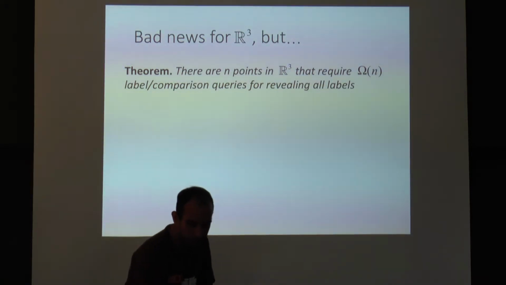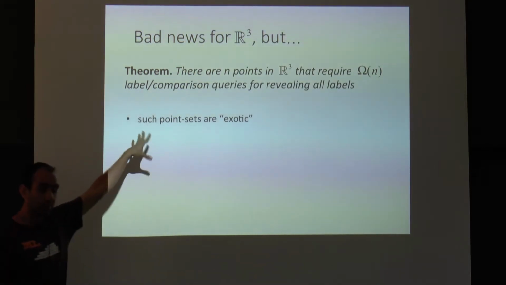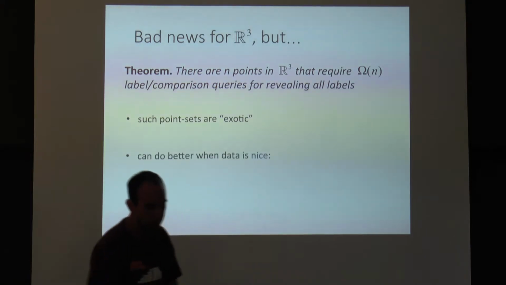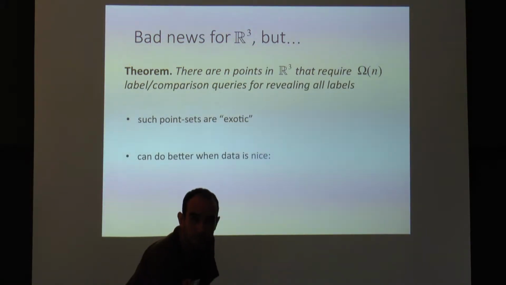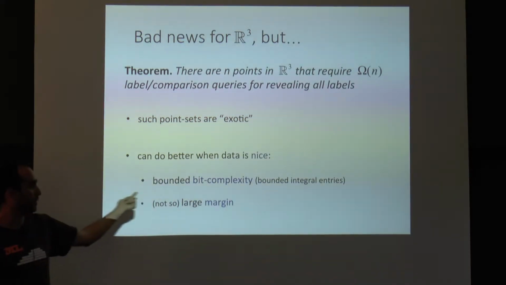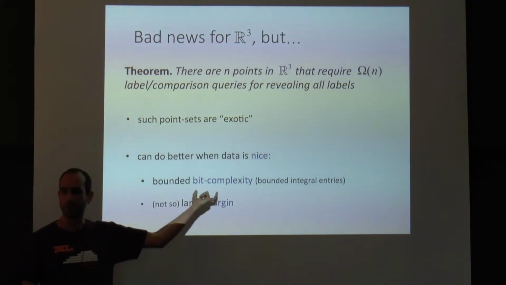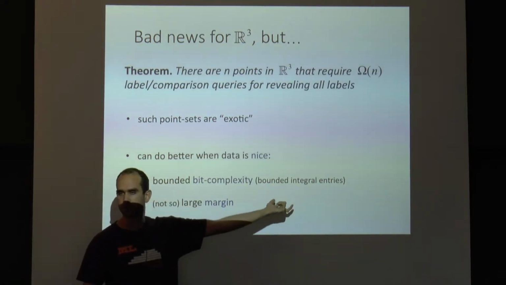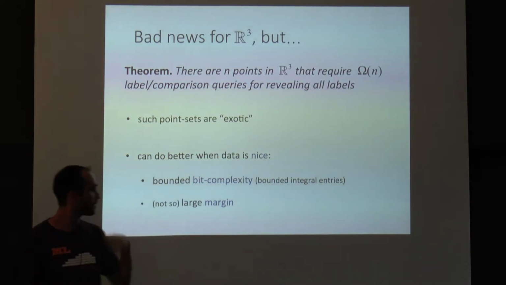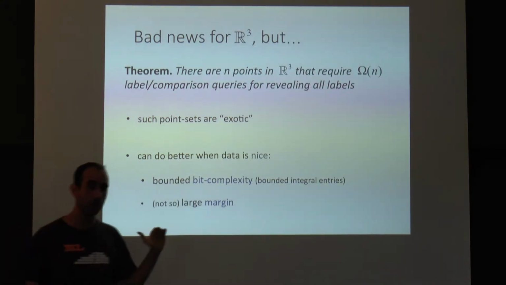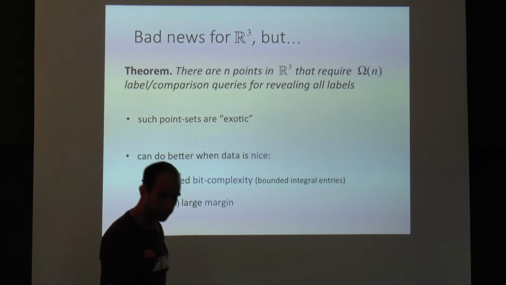Okay, so what are the good news? First of all, these counterexamples are very exotic. What do I mean by exotic? We can do much better when the data is nice. For example, if each data point has bounded bit complexity, by which I mean that these are integer vectors with bounded coefficients, or there is a large margin, but we will see that the margin can be very, very small, in fact just non-trivial margin, then you can do much, much better.